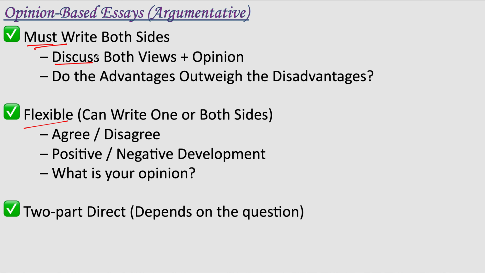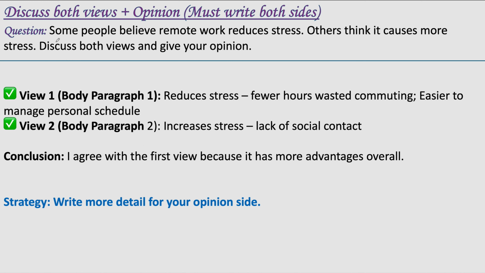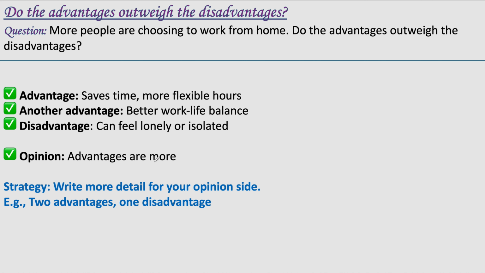However, I think the easiest way is to write more points on one side and in conclusion choose that side with the justification that it has more points in its favor. In this essay, we write about one view in one paragraph and the second view in the second body paragraph. We write more points in favor of one of the views, and that is our opinion. The same approach can be used in the do the advantages outweigh the disadvantages questions.